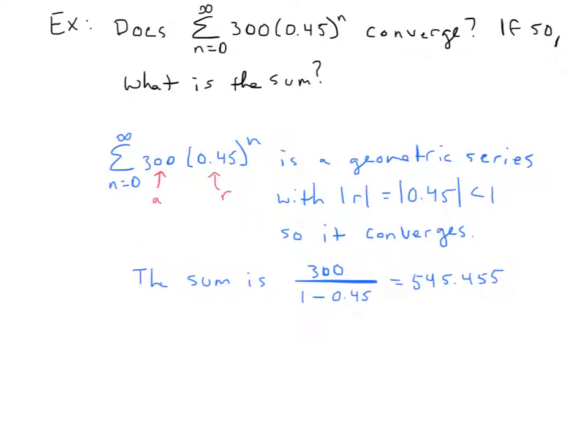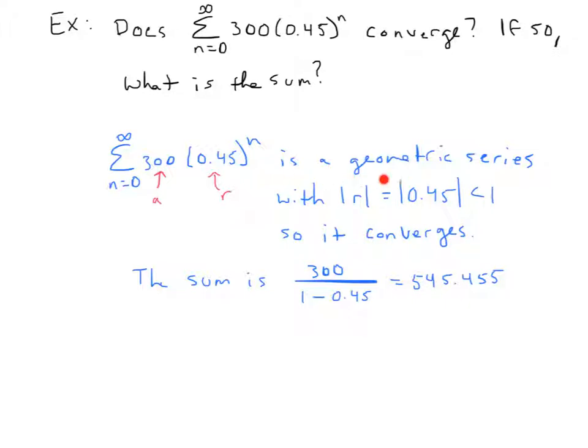Alright, so here's an example of a geometric series. Does this series, the sum from n equals 0 to infinity of 300 times 0.45 to the n, converge? And if it does converge, what is the sum? So the first thing I do, looking at my series, I see that 300 is sort of in front, so that's going to be my a, and then my r is the thing that's raised to the power, because that's my common factor. That's what I multiply by each time, for each term.